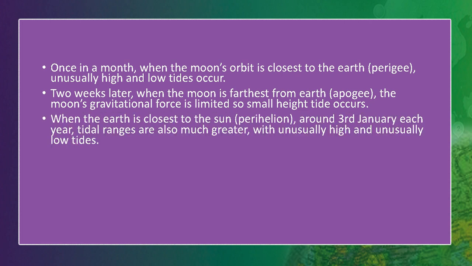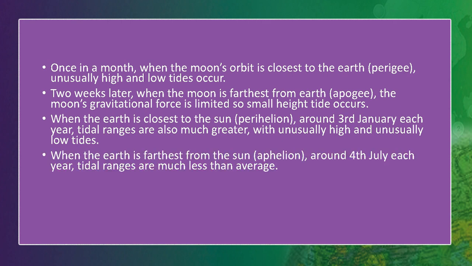When the earth is closest to the sun, that is perihelion, around the 3rd of January each year, tidal ranges are also much greater with unusually high and unusually low tides. When the earth is farthest from the sun, that is aphelion, around the 4th of July each year, tidal ranges are much less than average.